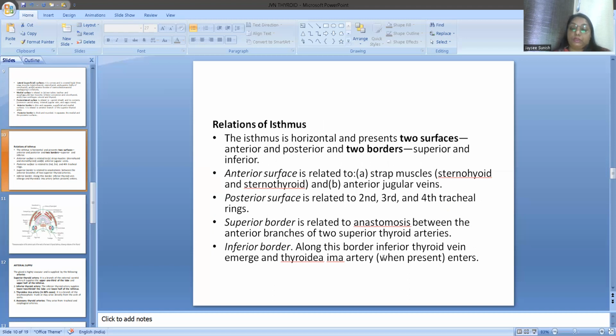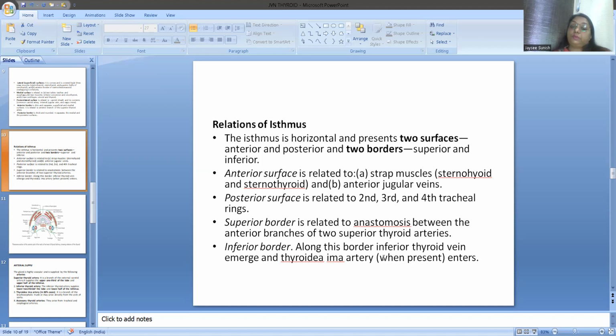Isthmus is horizontal and presents two surfaces, one anterior and one posterior, and two borders, superior and inferior. Anterior surface is related to the strap muscles, that are the sternohyoid and sternothyroid, and the anterior jugular veins. Posterior surface is related to second, third, and fourth tracheal ring.